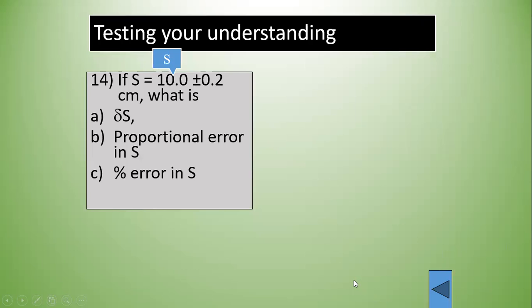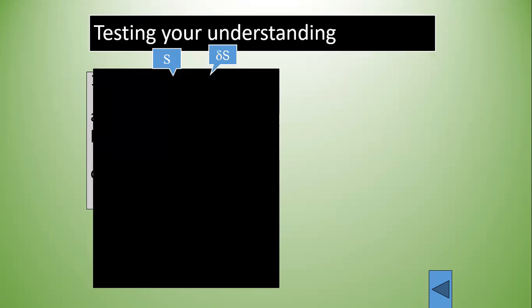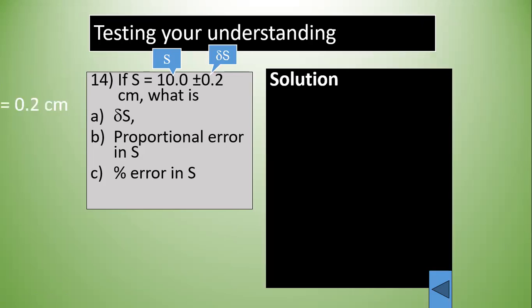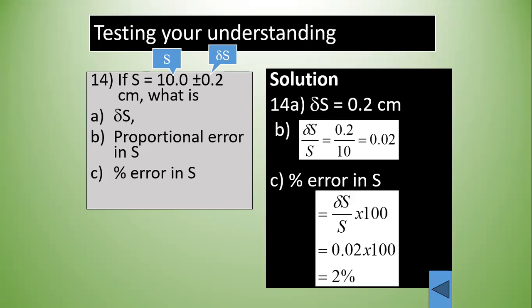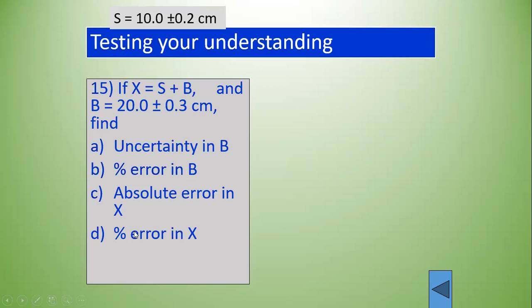You can test yourself just to know how to identify which is S, which is delta S. You should be able to bring it down yourself. Delta S, proportional error, delta S over S, percentage, you just times by 100. Proportional error times 100. So it's 2%. Okay, that's our S.